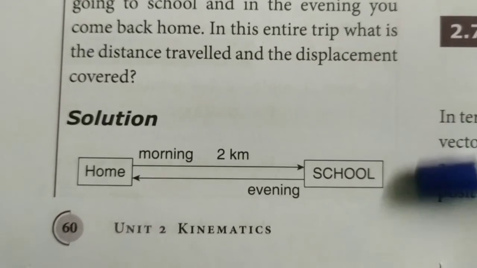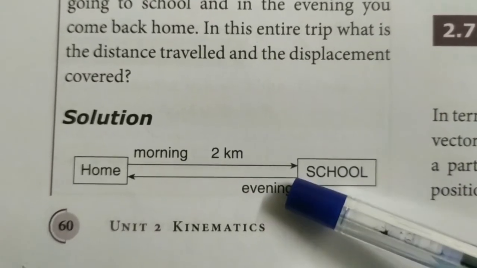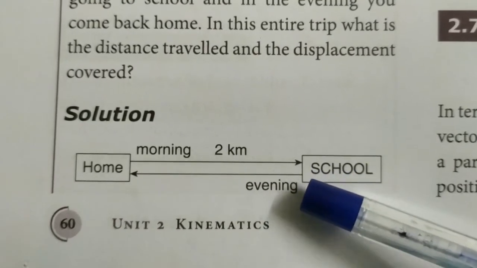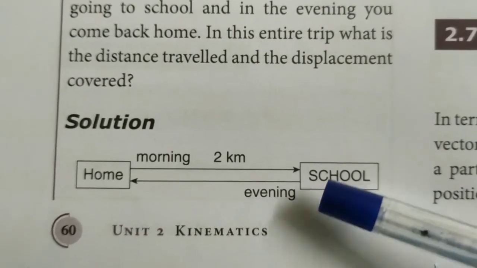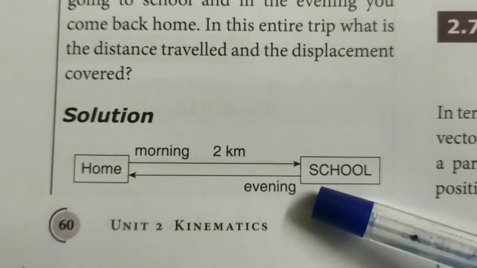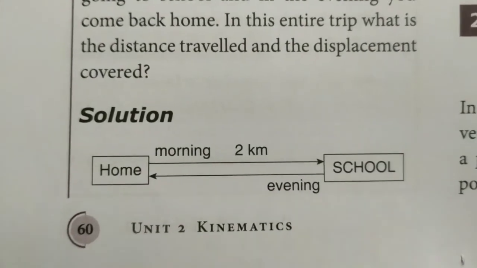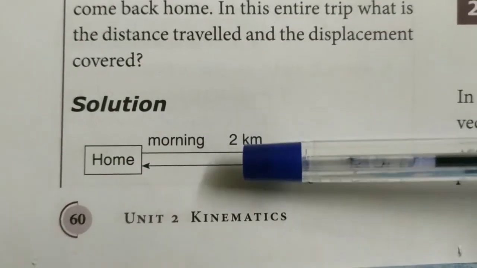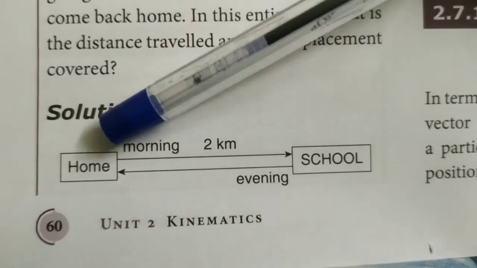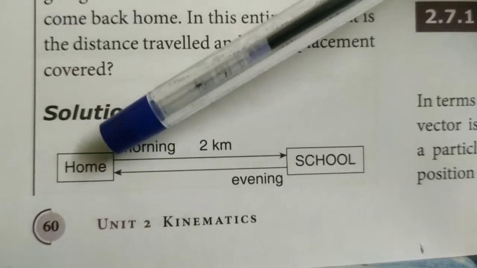So the total distance covered is 2 kilometers in the morning and 2 kilometers in the evening. So totally 4 kilometers you are traveling. That is the distance covered by you, 4 kilometers. And what is the displacement here? You start from home in the morning, and in the evening you come back home. The initial and the final position is your home only. So there is no displacement.